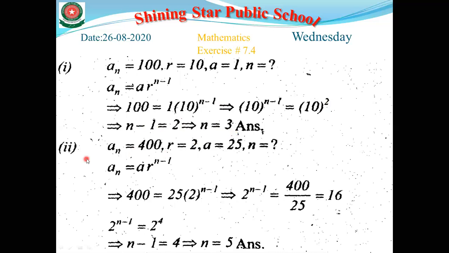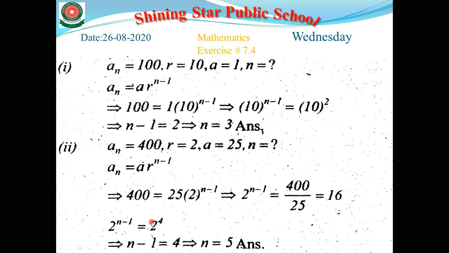Okay. Now part number 2. An is equal to 400, R is 2, A is 25, and N is question mark. So we replace with An is 400, R is 2, A is 25, and here is power n minus 1. Now we divide 25 to the left hand side. So 400 divided by 25 gives you 16. It means we have 2 power 4.